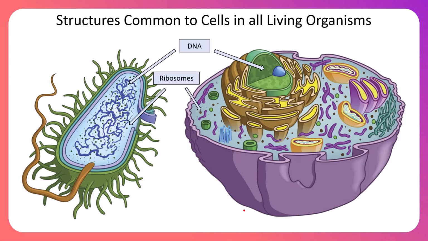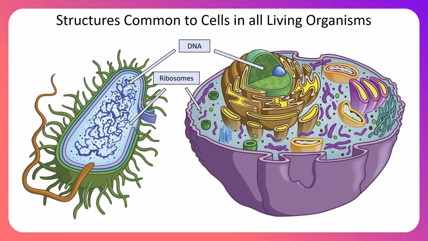Both cell types, or all cell types, have ribosomes. Now, in a prokaryotic cell, ribosomes are going to be in the form of 70S, while in eukaryotic cells, the ribosomes are going to be in the form of 80S. Both ribosomes have the exact same function, meaning they produce proteins. They link amino acids in a complex process called translation. But the type and size of ribosome differs between cells.